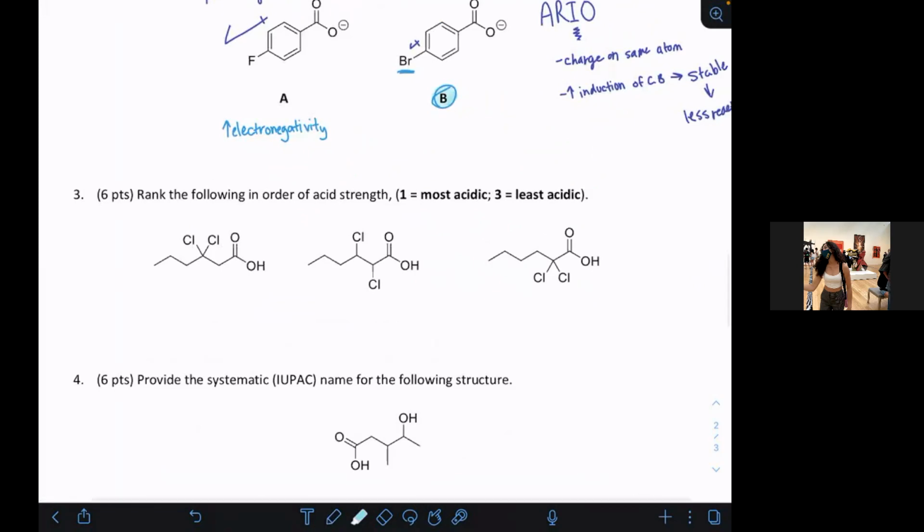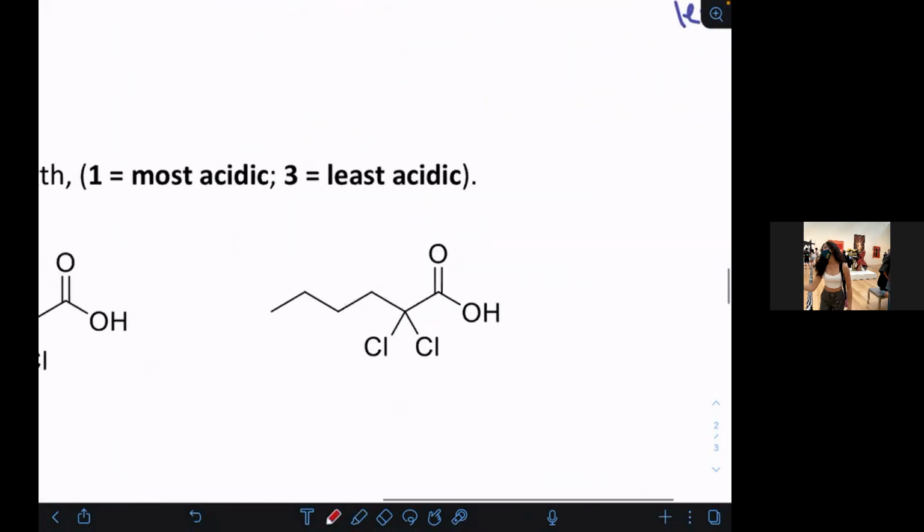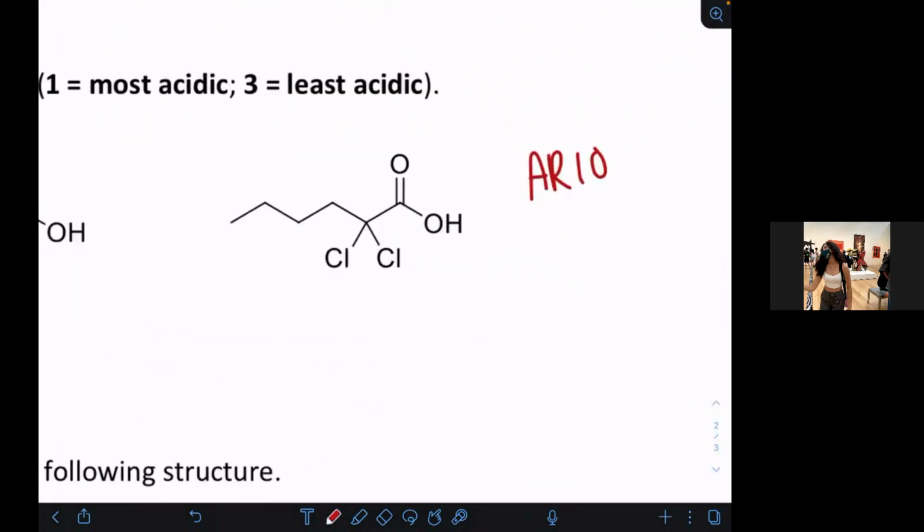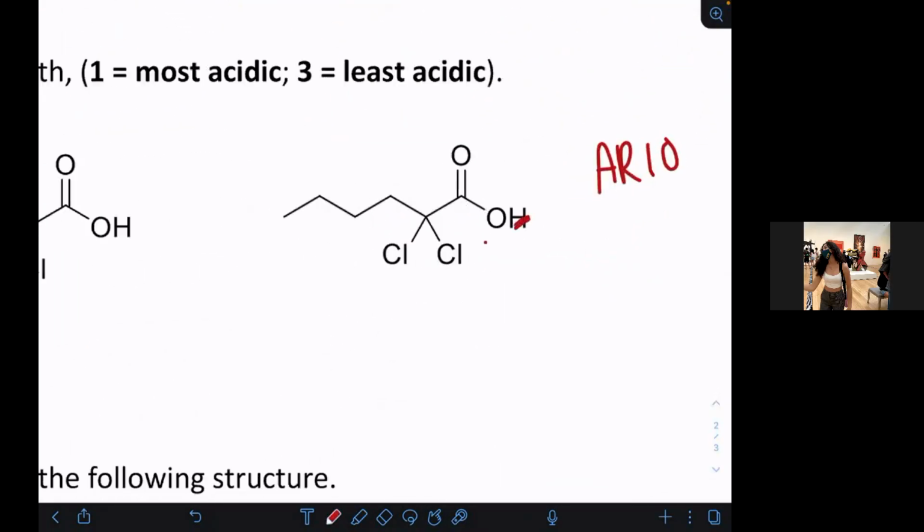Rank in order of acid strength. This one, I'm not too sure which part of the area we're using. I have no idea how to do this. Is that what we're probably doing too? I think so, because that's the only way I know how to do it, is to find the conjugate base, and then you just compare what's going on.